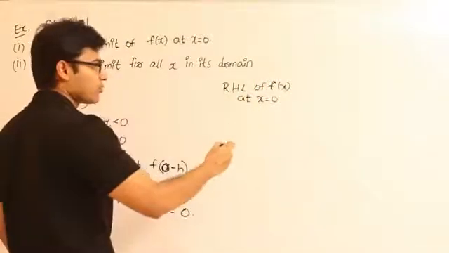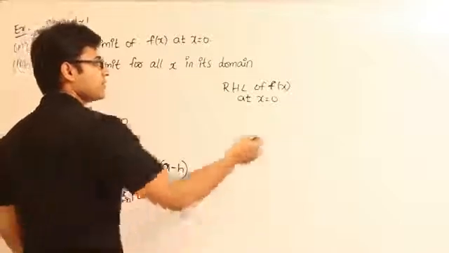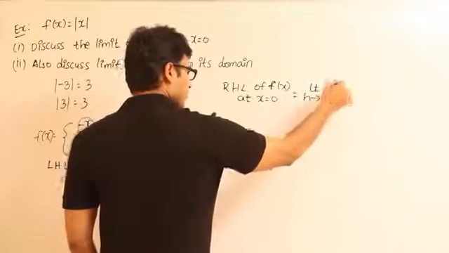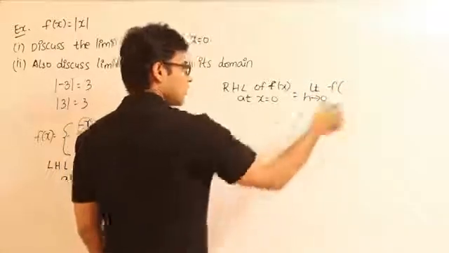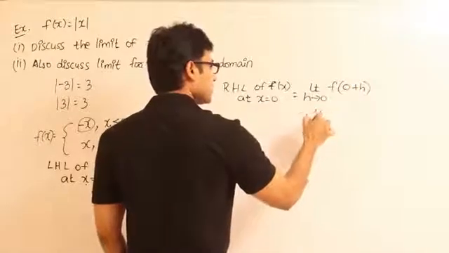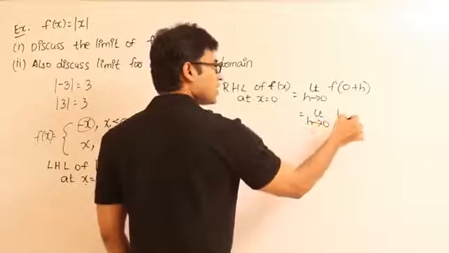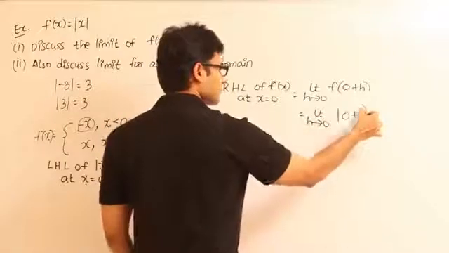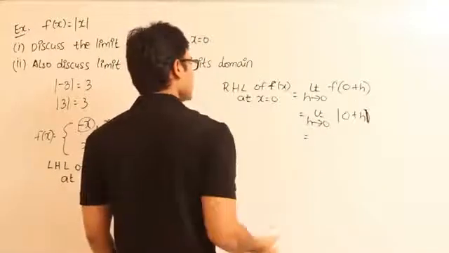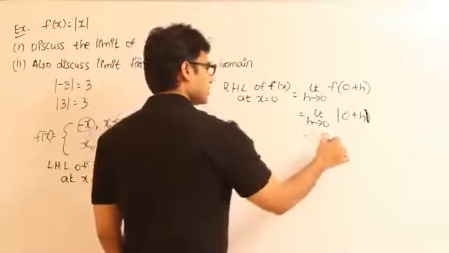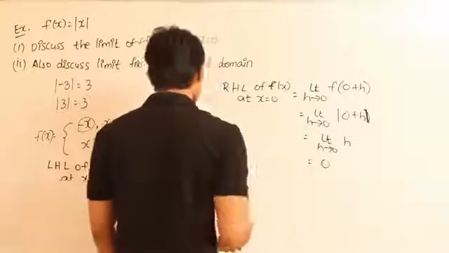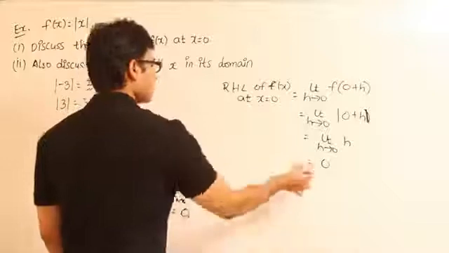We have to go to some point beyond that, x in the neighborhood of x, equal to limit h tends to 0 f of 0 plus h, which is nothing but limit h tends to 0 mod 0 plus h, right? So what is this? h is a positive number, therefore mod 0 plus h is nothing but h, which is simply limit h tends to 0 positive h, which is 0. Therefore we got 0 here and 0 here.